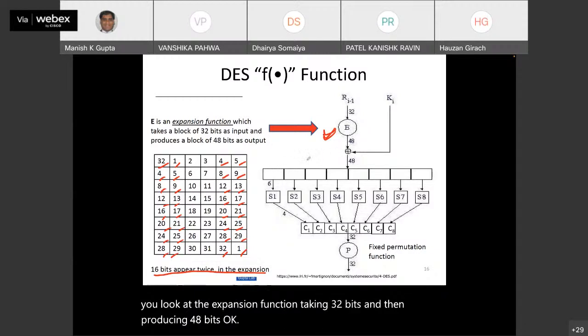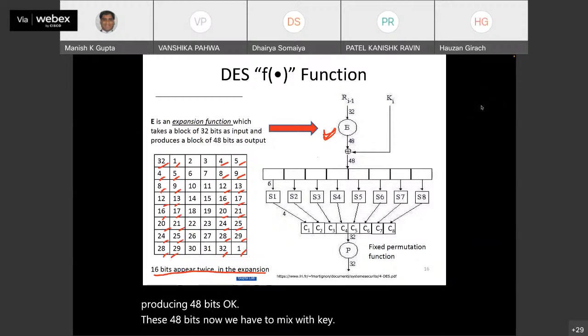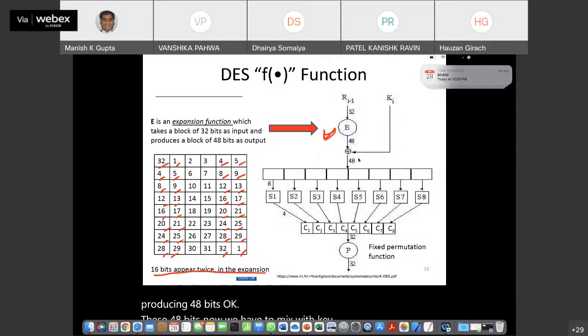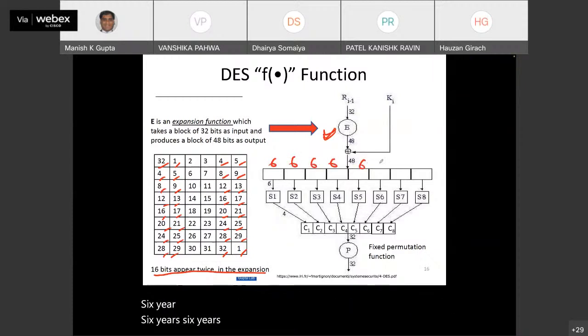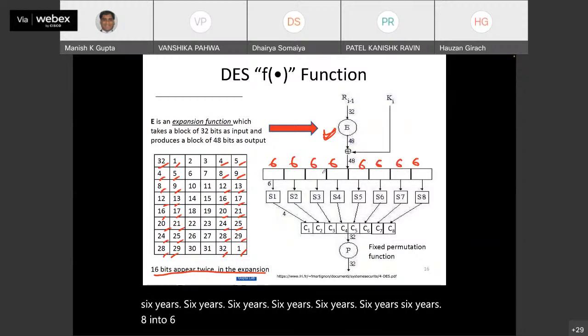Now these 48 bits, we have to mix with the key. Okay, 48-bit key, and there is an exclusive OR. Some output is coming here. Now you can see that there are 8 blocks here. We can divide these 48 bits into 8 blocks, 6 bits each. So 6 here, 6 here, 6 here, 6 here, 6 here, 6 here, 6 here, 6 here. So 8 into 6, 48 bits, right?